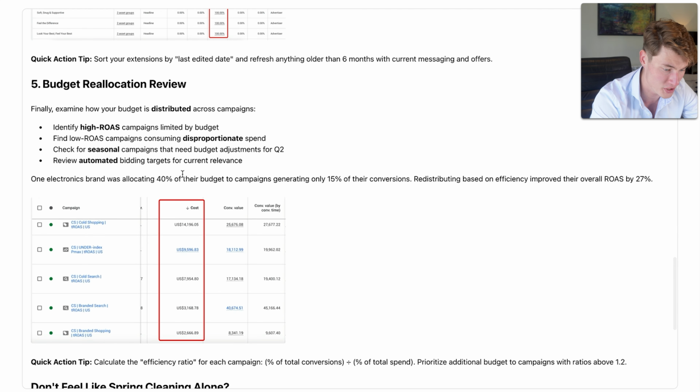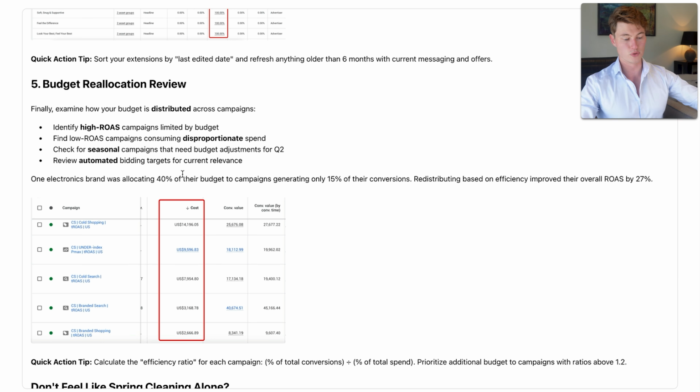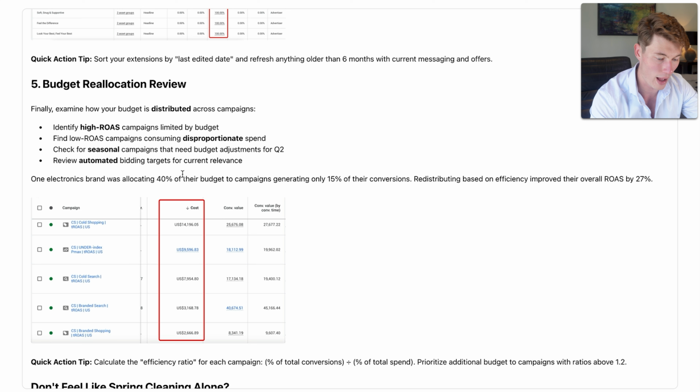And then number 5 is budget reallocation. All right. So every so often on a quarterly basis, you want to take a top level, zoomed out look at your account and think, all right, am I distributing my budget effectively here? Okay. Are we seeing any campaigns that are limited by budget? All right. I.e. they need more. Are we seeing any low ROI campaigns that are getting too much spend? Okay. Can we potentially start to fund some seasonal campaigns if I have any sales coming up, right? You always want to do that multiple weeks early.